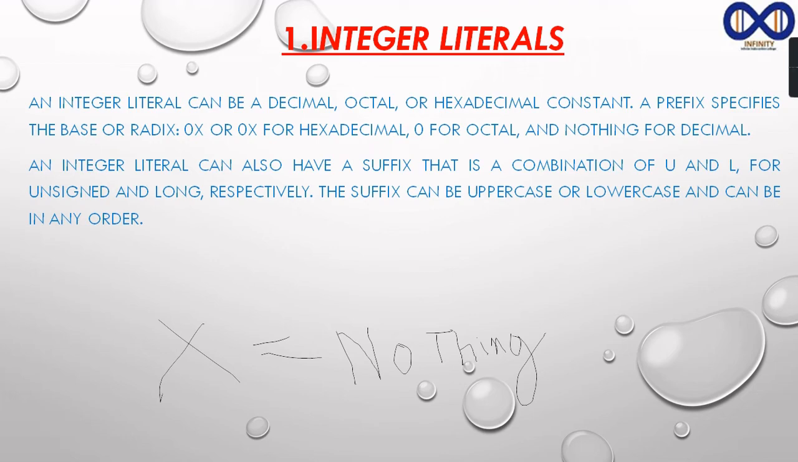So the first one is integer literals. Integer literals can be a decimal, octal or hexadecimal constant. A prefix specifies the base or radix: 0x or 0X for hexadecimal, 0 for octal, and nothing for decimal. Integer literals can also have a suffix that is a combination of U and L, for unsigned and long respectively. The suffix can be uppercase or lowercase and can be in any order.